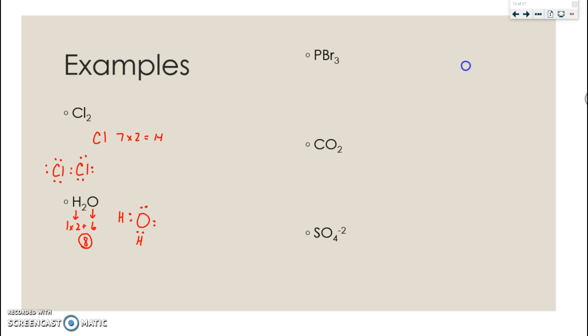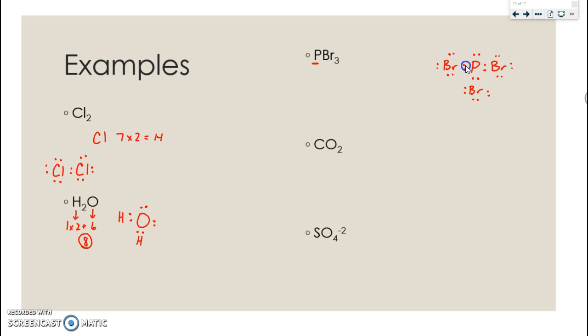Third example here, PBr3, P is going to go in the middle. I'm going to fill its octet, and I'm going to put my Br's around it. Whoops, calibration's off right there in that location of the board. Let's try again. I'm going to connect my Br's. My Br's are also going to have a full octet. The dots, there are a lot of them, I know.